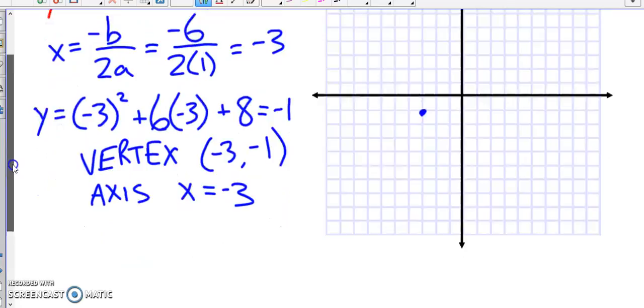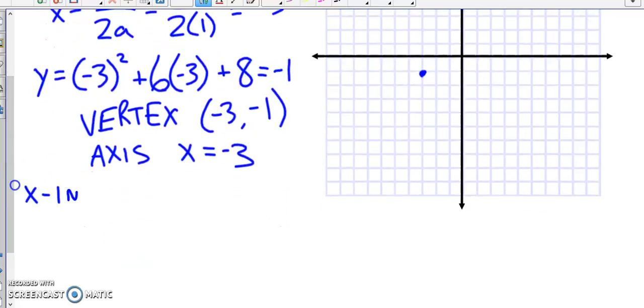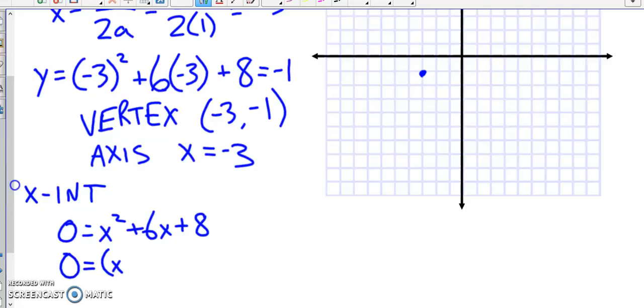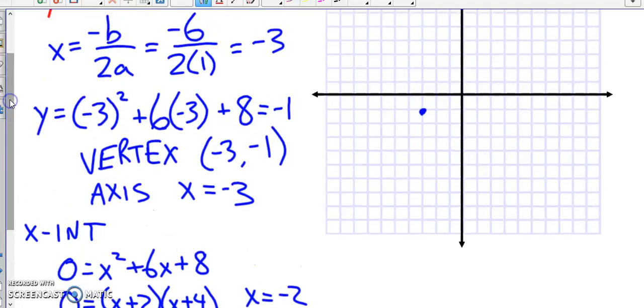And then to figure out the x-intercepts, I'm going to take y and set it equal to 0. So 0 equals x squared plus 6x plus 8. If you notice, this one is factorable. So this is x plus 2, x plus 4. In other words, x equals negative 2 or x equals negative 4. So if I plot those, one of them's there and one of them's there.